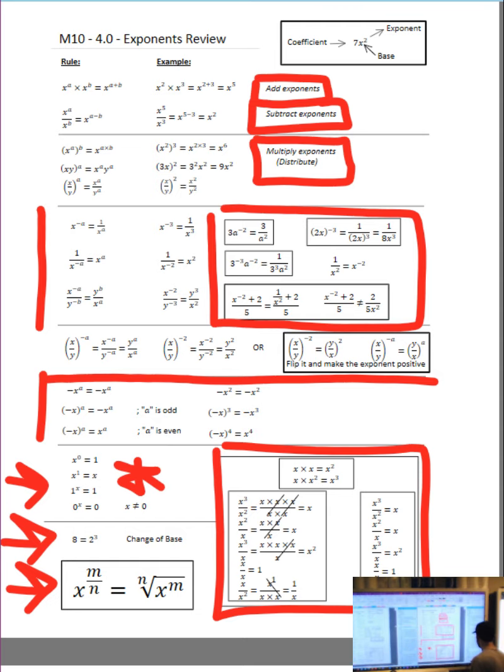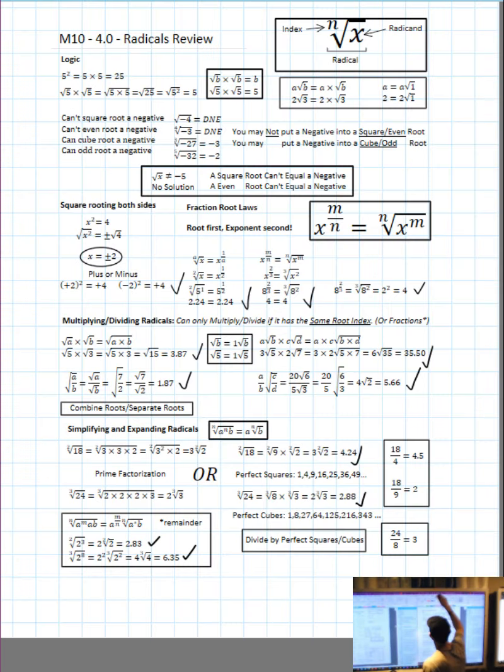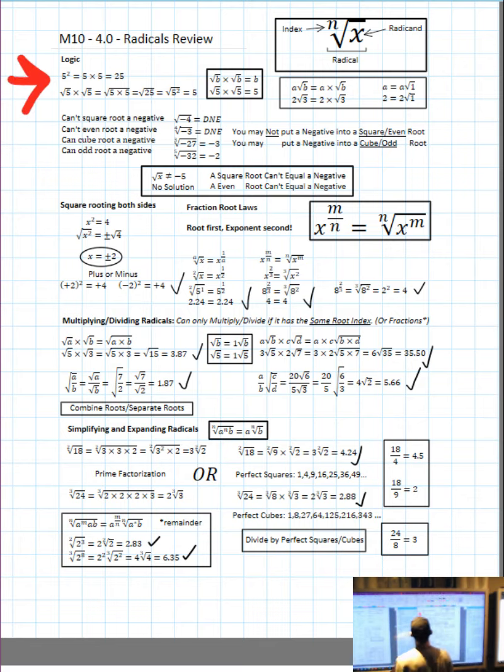So, now let's take a look at radicals review. The next page, print it off, flip it over. So, some logic at the top. 5 squared is 5 times 5, which is 25. And the square root of 5 times the square root of 5 is the square root of 5 times 5, which is the square root of 25, which is the square root of 5 squared, which is 5.